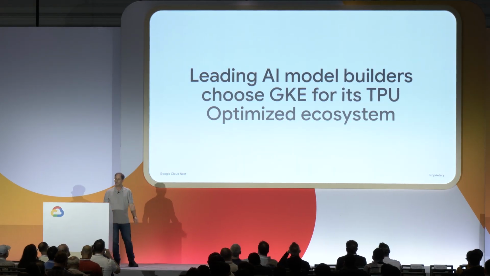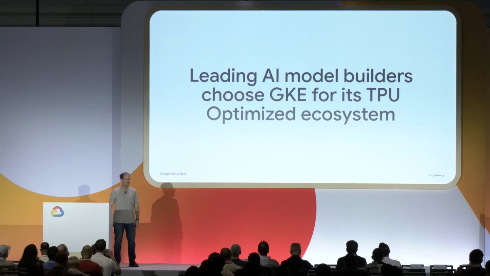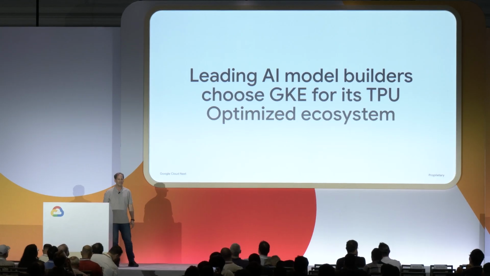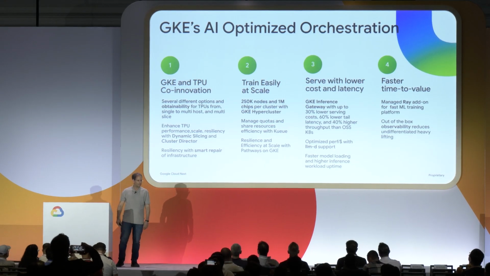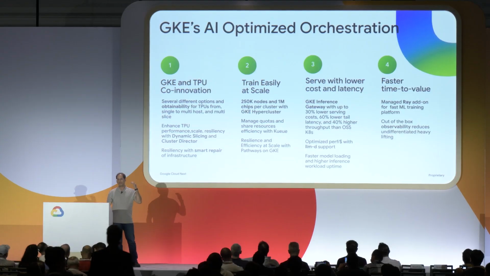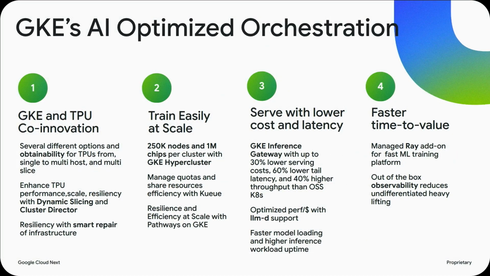In terms of GKE, here in a small room, I can tell you that almost all of Cloud TPU is run through GKE because of all the value that GKE provides for training and inference workloads. In Google, we try to optimize all the different layers of the stack: helping with obtainability, getting your capacity in the right place, co-innovation with all the different layers, dynamic slicing, cluster director, resiliency, and automatic failure recovery.